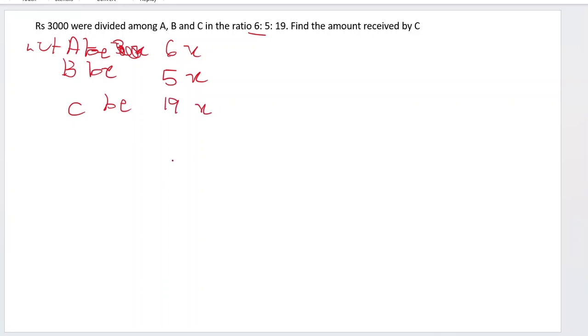19x. So now it is said that 3000 were divided among A, B and C in the ratio 6:5:19. So we say that A is 6x. Basically we take the number in the ratio and we put x. Similarly we take 5, we put x, 19 we put x. Now if I add 6x plus 5x plus 19x, since 3000 is divided among A, B and C, this sum should be equal to 3000.